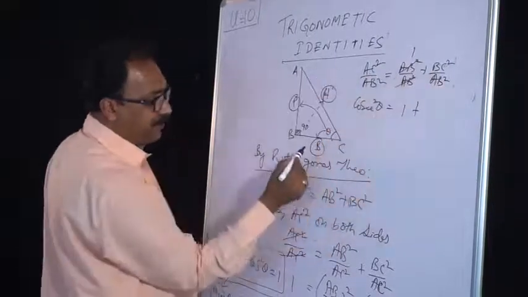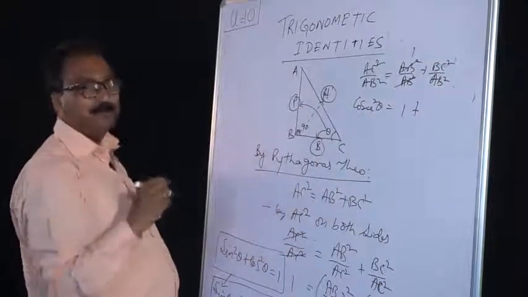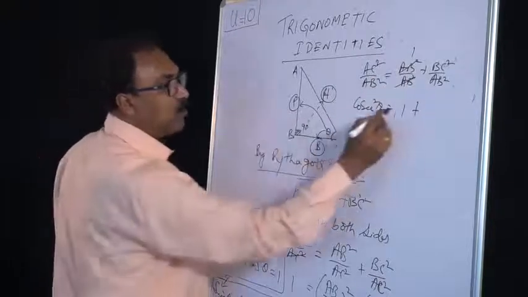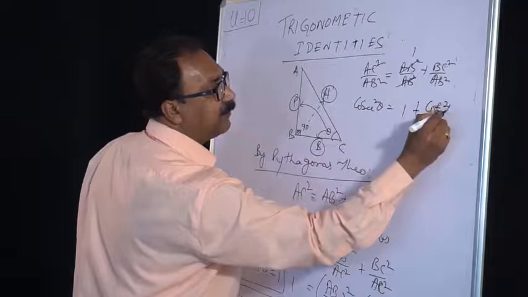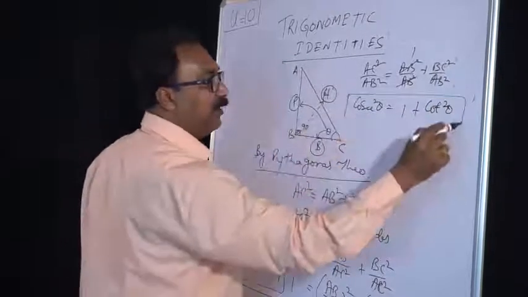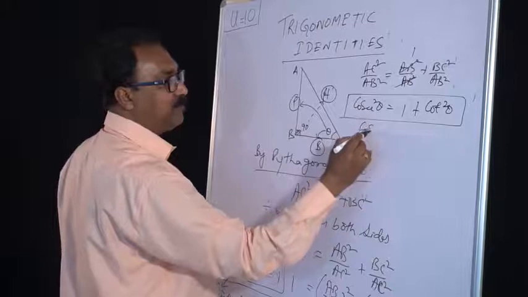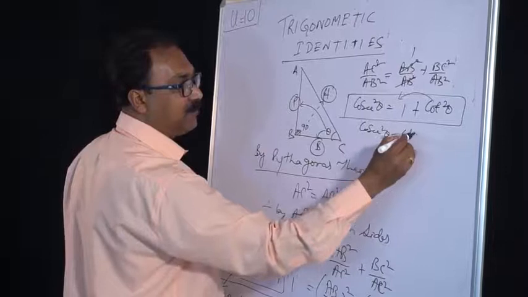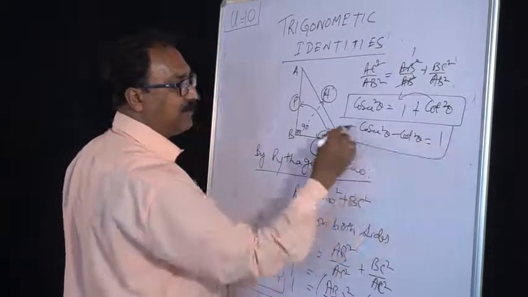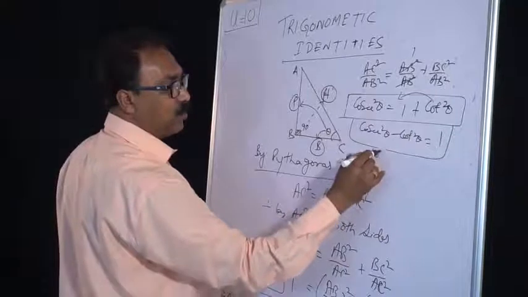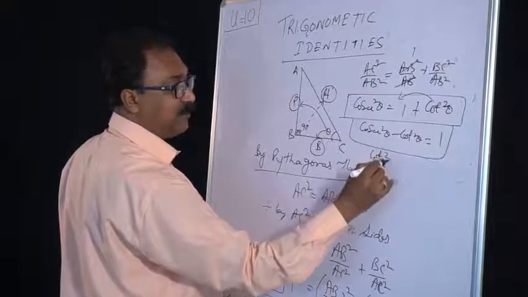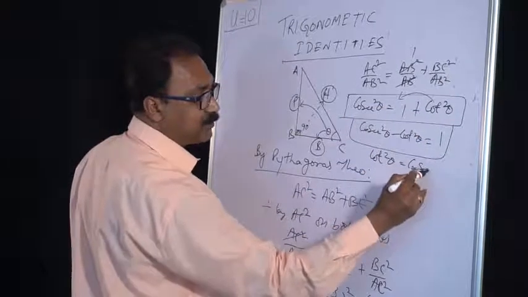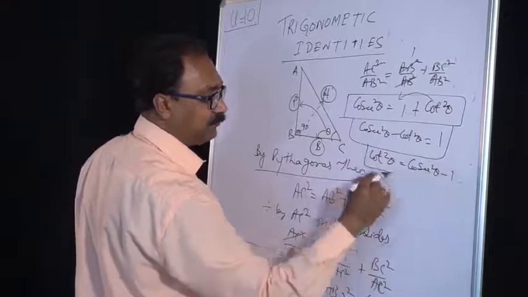Plus BC by AB, base by perpendicular. What is that? Cot. So it is cot square theta. So we get another formula. From there you can manage this formula also: cosec square theta, bring this side, minus cot square theta is equal to 1. You can refer to this. If you want to find only cot square theta, 1 will come to this side, so it will be cosec square theta minus 1.